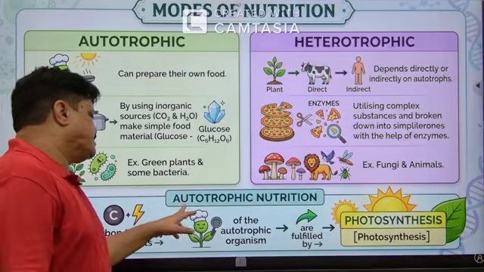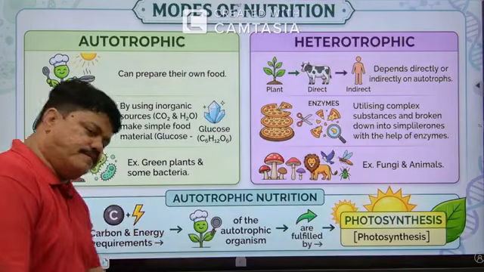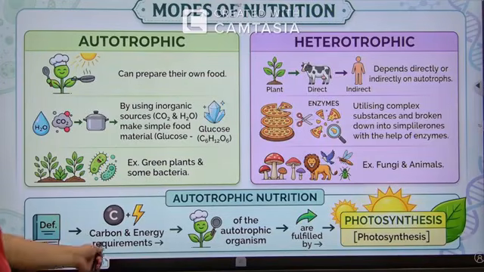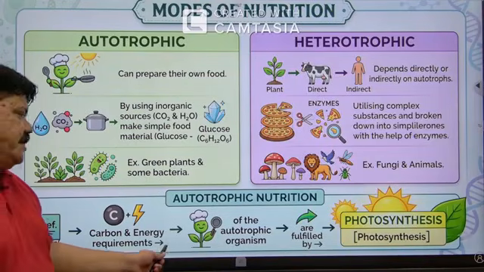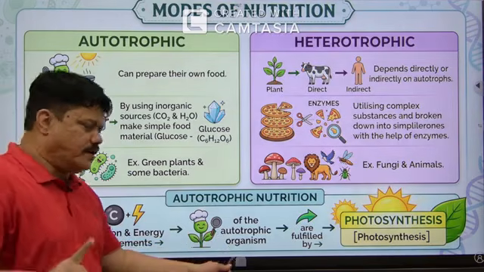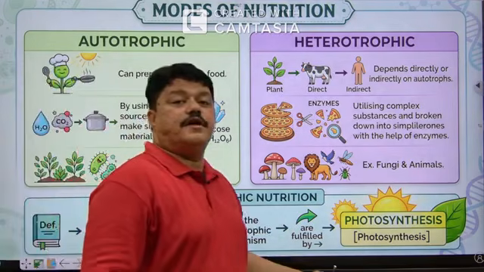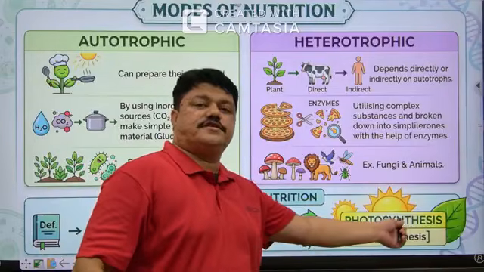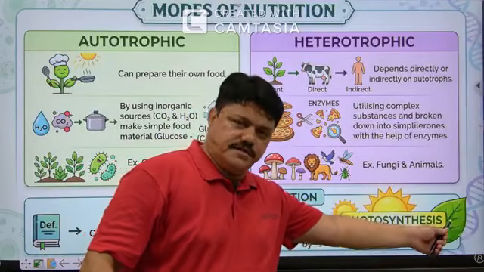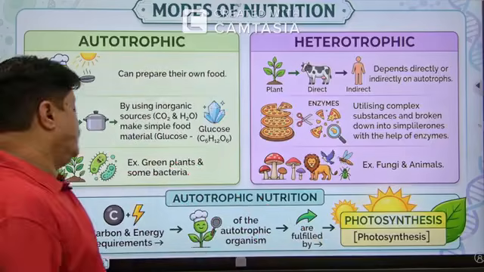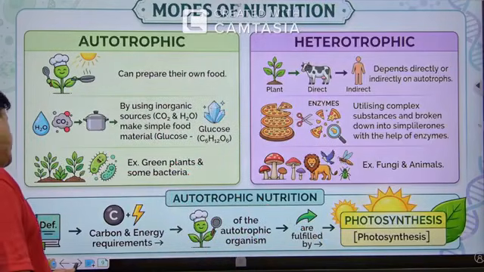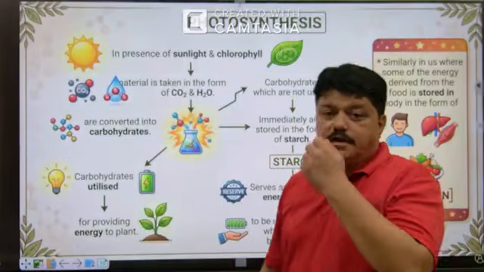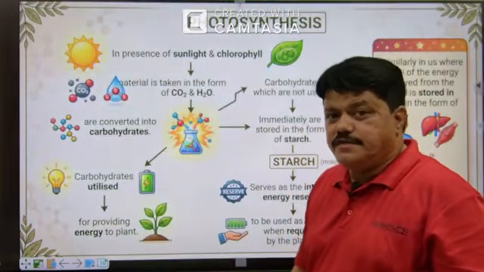Let's first look at the autotrophic mode of nutrition. What happens in autotrophic mode of nutrition? The carbon and energy requirements of the autotrophic organism are fulfilled by photosynthesis. We know that the process is called photosynthesis. Come on, let's look into the process of photosynthesis. How can we define photosynthesis?